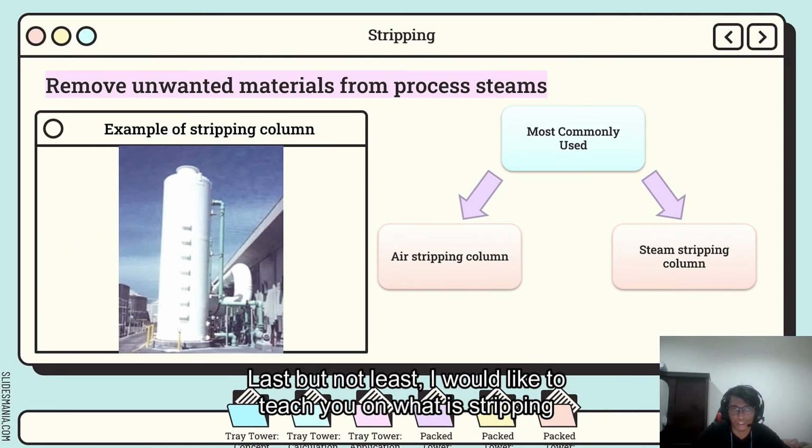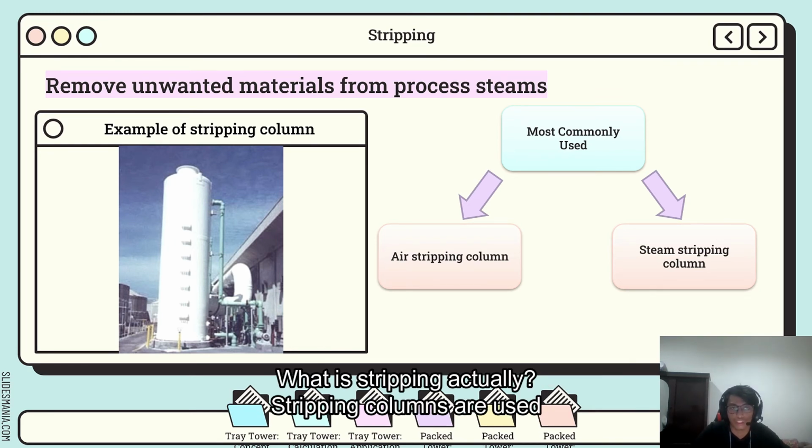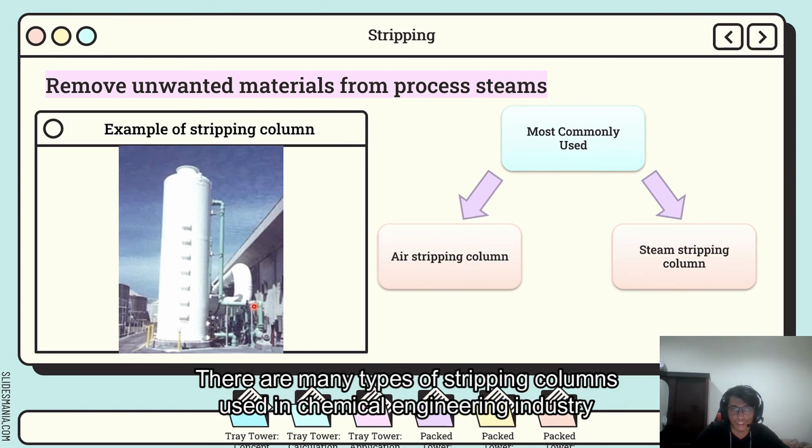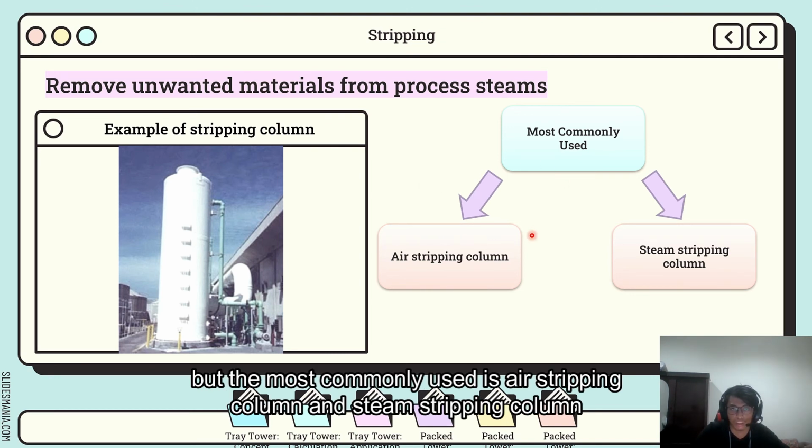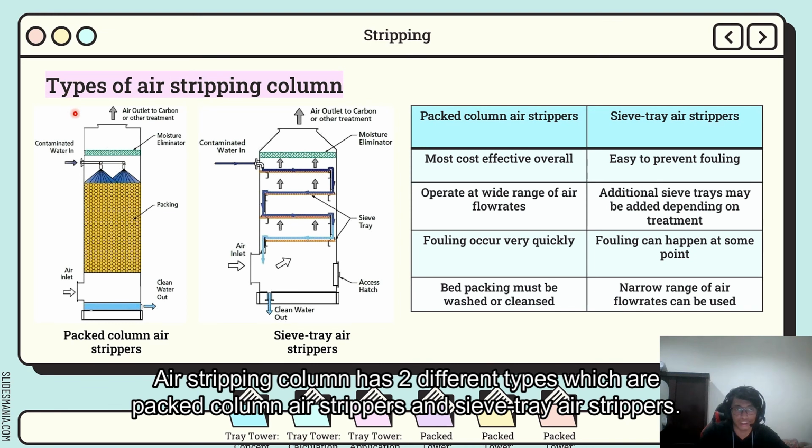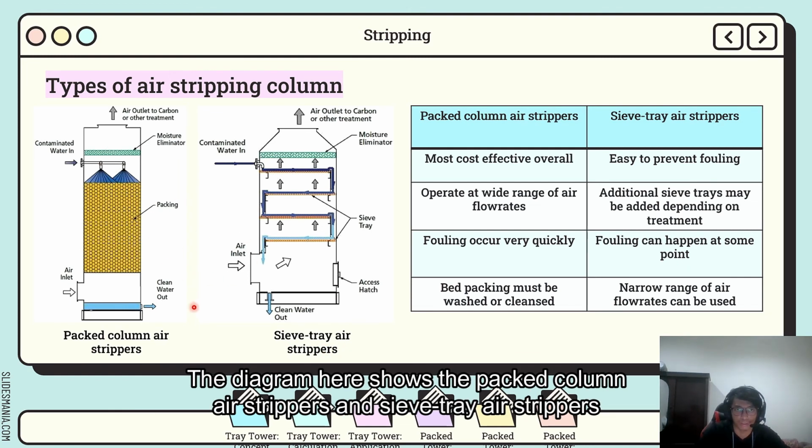Last but not least, I would like to teach you what stripping is. What is stripping actually? Stripping columns are used to remove unwanted materials from process streams. The diagram here shows an example of a stripping column. There are many types of stripping columns used in the chemical engineering industry, but the most commonly used are the air stripping column and steam stripping column. An air stripping column has two different types, which are packed column air strippers and sieve tray air strippers. The diagram here shows the packed column air strippers and sieve tray air strippers.